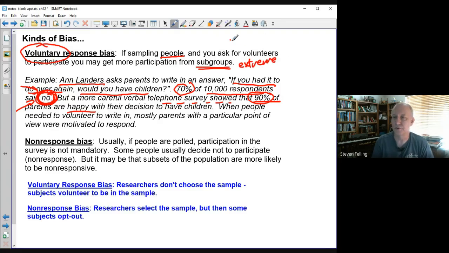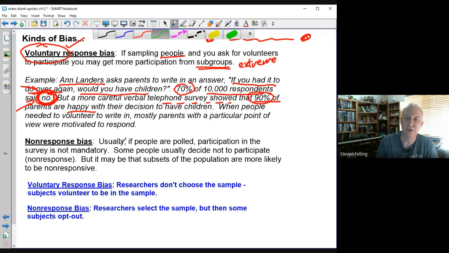So if there's some sort of spectrum of possible answers, the people on the extremes over here and over here are the ones that are more likely to respond to something where they volunteer to be in there. Okay, a related thing is, let's say that researchers did decide to use a good sampling technique to come up with a nice sample of the whole population, and they contact people. So the researchers choose a sample, but then people are allowed to decide not to participate. In other words, they can opt out.